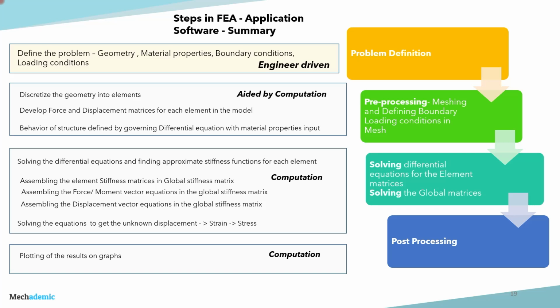So 4 major steps. First one, the most important one, problem definition. Second one, pre-processing, where meshing, then discretization and definition of the boundary conditions and loading conditions in the mesh is done. Third one is solving, which is purely done by the computer, computation. And then fourth one is post-processing, where the results are visualized.